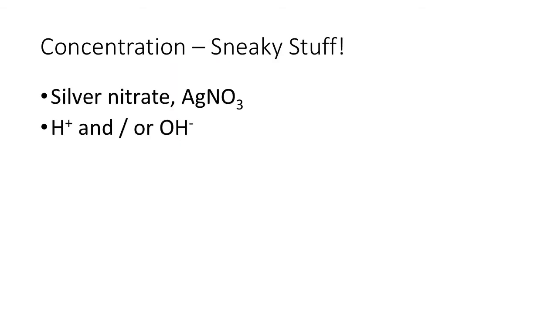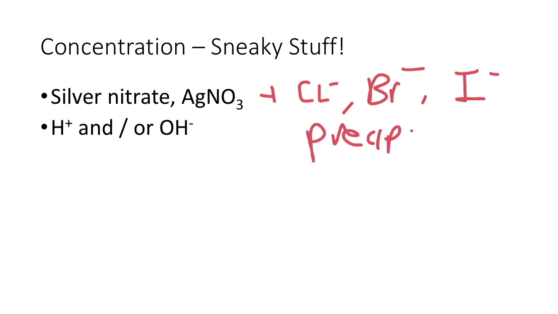A couple of sneaky things to be aware of. This rarely comes up, but it's worth knowing about. If we have silver nitrate, it will react with halides: chloride, bromide, iodide, and when it reacts with these ions, we get precipitates. The issue with that is that this is going to remove a reactant or product from the equation. So that's going to influence the equilibrium.